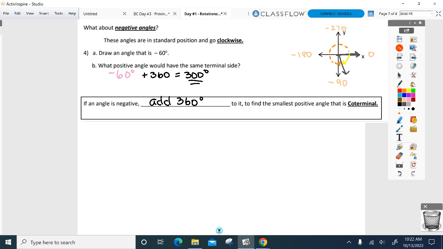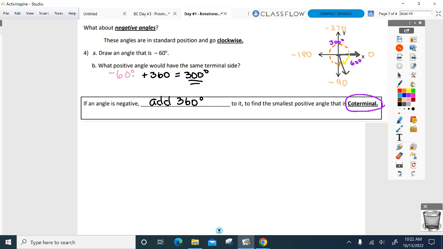Don't turn your paper. I got a big vocabulary word here. So this was 60 and this was 300. Everyone agrees? See how they shared the same, what do we call this side again? Terminal. They shared the same terminal side. I'm going to start using this word, coterminal. Those are two angles that share the same terminal side. You could just add 360 to it. So when you hear the word coterminal, start thinking about adding 360.